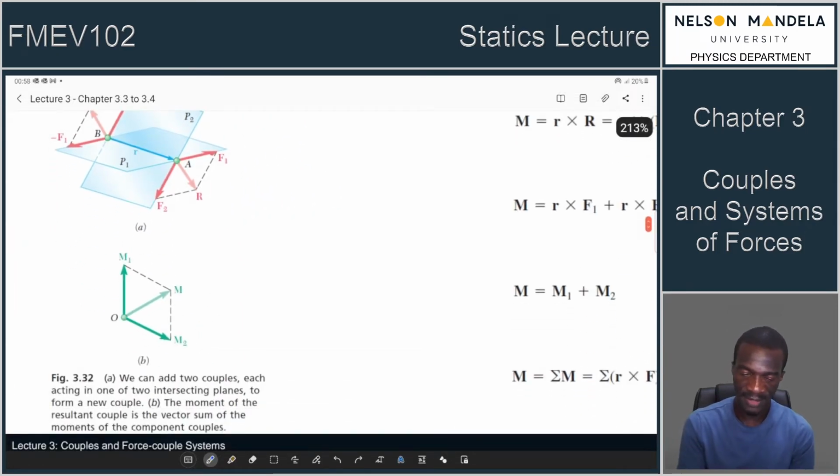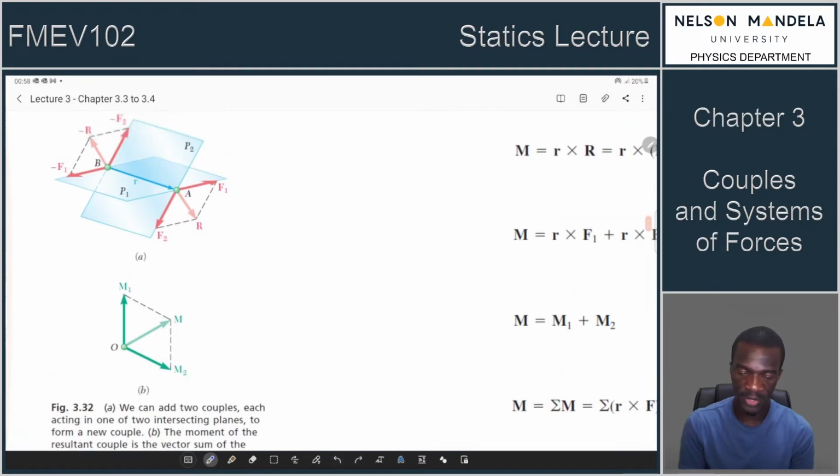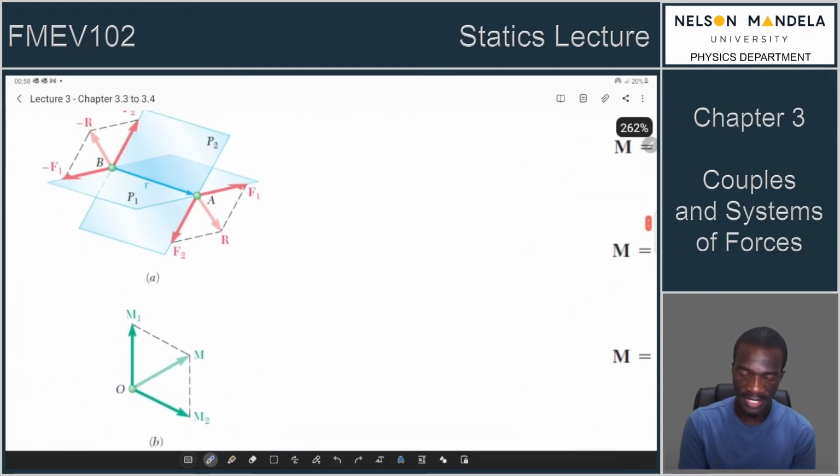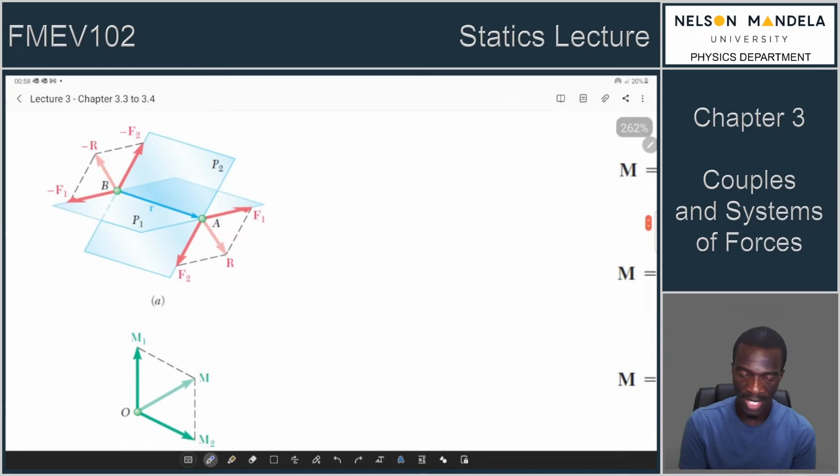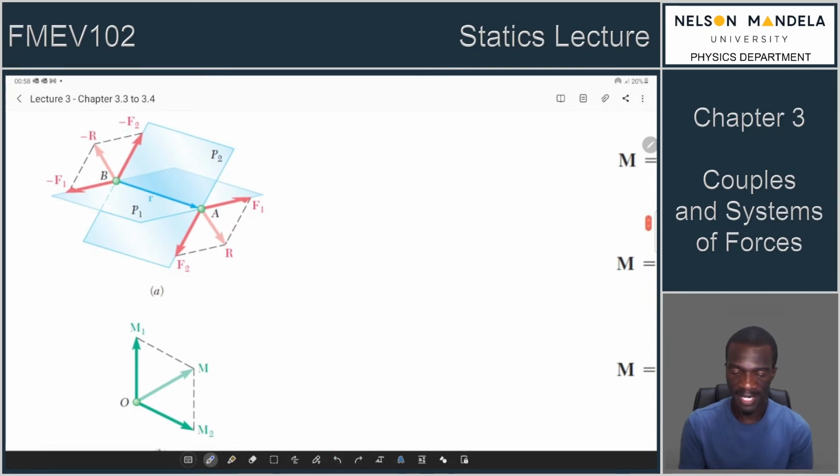We have a resultant. So this diagram is just showing us the moment due to what? Due to the first forces, F1 and minus F1. As you can see, F1 and minus F1 are on a horizontal plane. So obviously, their moment is going to be what? To be in the vertical sense. Then you also have F2 and minus F2.